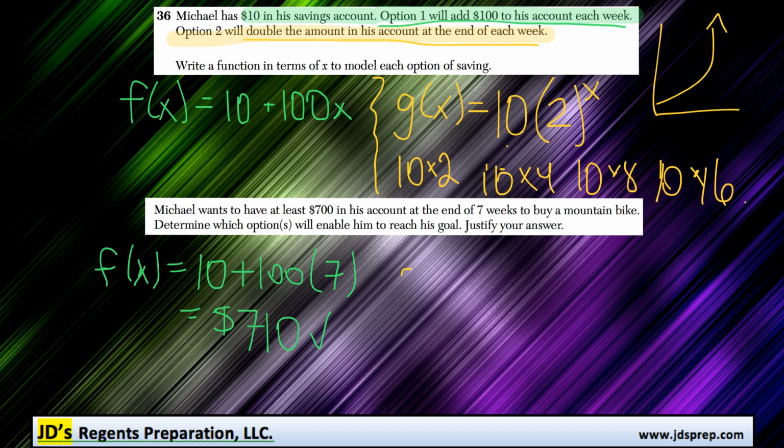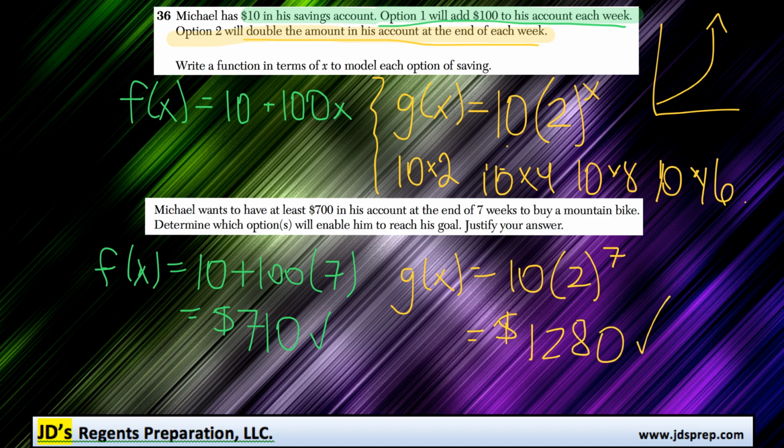Now let's check g of x. So we would take 10, multiply it by 2 to the power of 7. And that gets us quite a bit more, 1,280. So clearly, he also made enough money in that case.